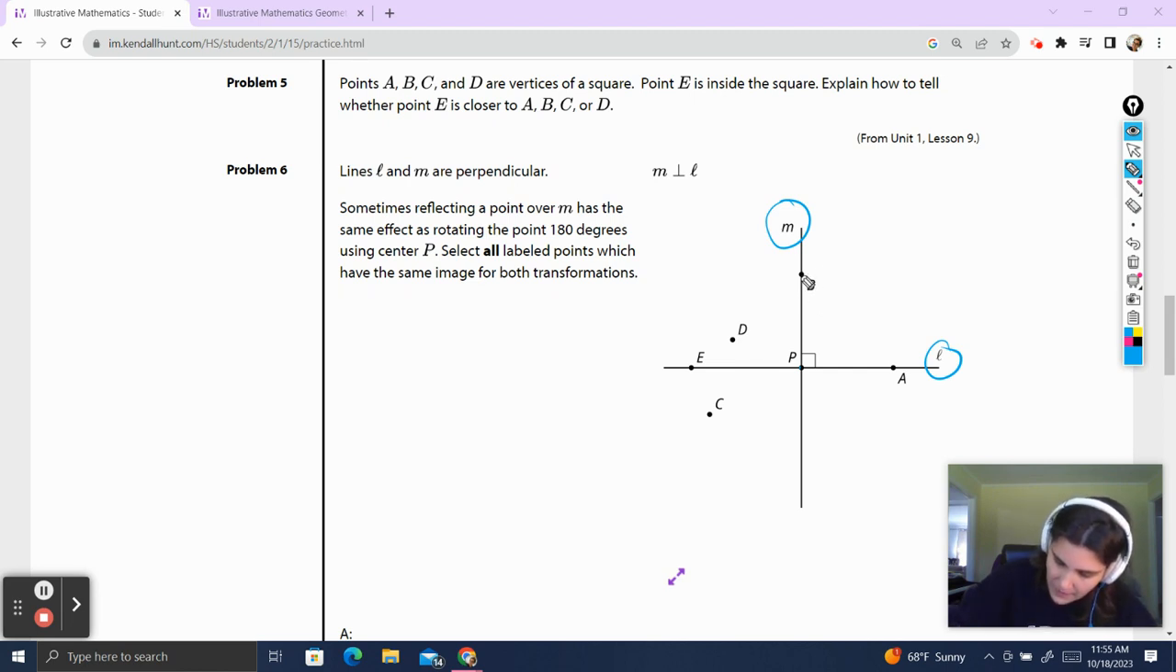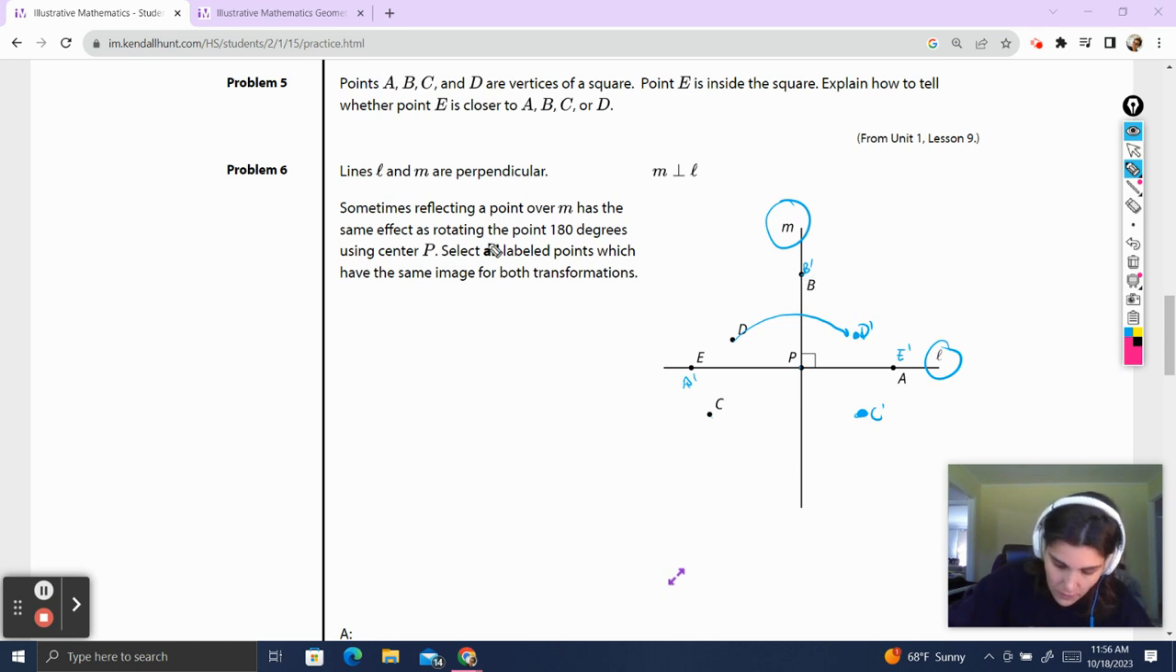So let's see. B reflected over M is going to be B prime, and he's going to be right there. D reflected over M is going to go right about over there. That's D prime. E reflected over M, I think he's going to land right about where A is. So we're going to say E prime. A reflected will go about where E is. And then C reflected is going to come over right about over here and be C prime. Now let's rotate each of these 180 degrees and see what happens.